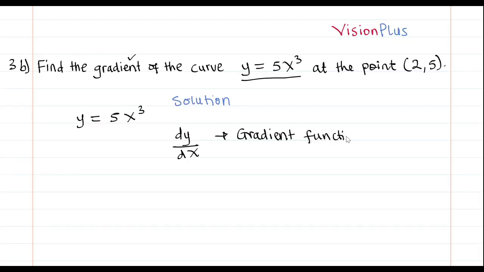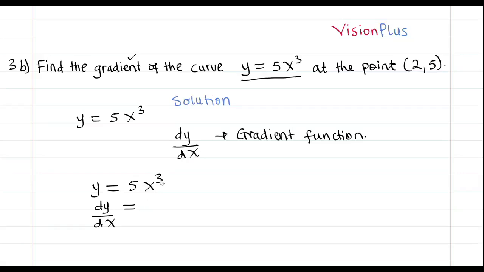We find the first derivative. So we differentiate the given function of the curve to find dy/dx, which is the gradient function. So our curve is y equals 5x cubed. On differentiating, we are differentiating y with respect to x. So dy/dx equals, how do we differentiate? Using the method of powers and coefficients.